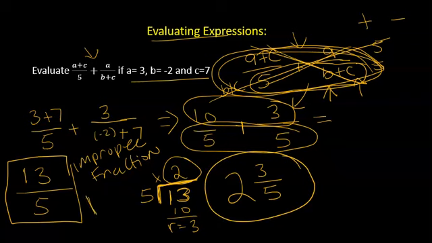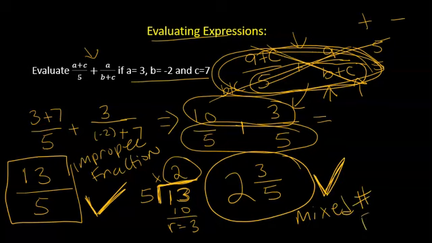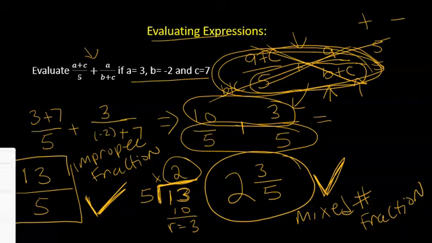This is also the answer. So this is cool, and this is cool. This one is called a mixed number fraction. Let's call it that. So one's improper, one's a mixed number. Both are chill, both are the correct answer. It just depends on what your instructor is cool with. Let's do another problem.